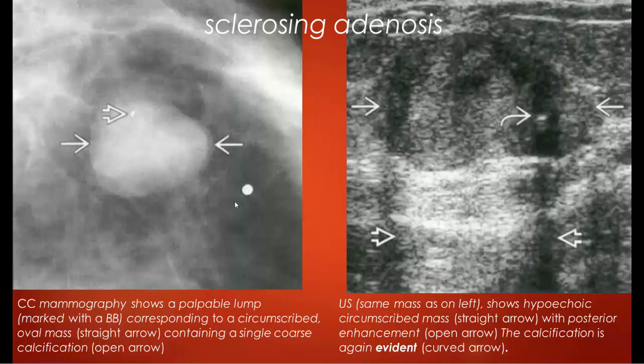This mammogram shows a palpable lump corresponding to a circumscribed oval mass containing a single coarse calcification. Ultrasound of the same case shows a hypoechoic circumscribed mass with posterior enhancement, and the calcification seen in mammography is evident in ultrasound. Sclerosing adenosis mass.